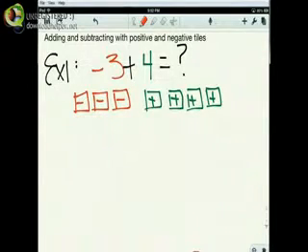So I went ahead and drew the negative tiles. I have three negative tiles and 4 positive tiles. And in order to add these, what we're going to try to make is what's called a zero pair.